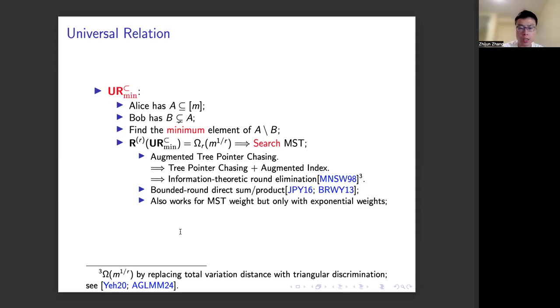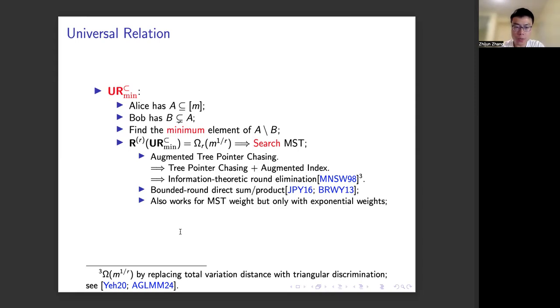Also, I want to mention that the same construction here also works for obtaining a lower bound for computing the weight of MST, but it only works with exponential edge weights. As you can imagine, we need to assign exponentially increasing weights to different instances so that the weights of the edges we pick from different instances will not mess up with each other. So we can recover them from the weight of MST.